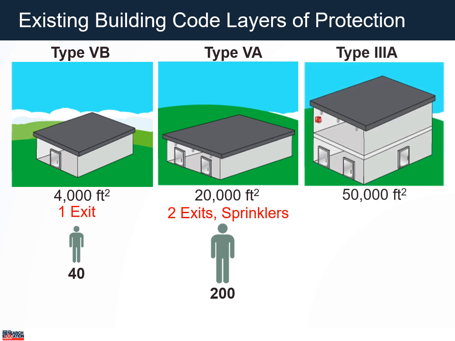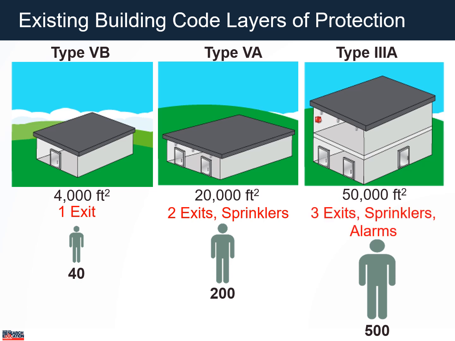Now consider a 2-story, 50,000 square foot office building. It applies Type 3A construction. This building allows us to have an occupant load of 500. As a result, this building requires 3 exits, a fire sprinkler system, and a fire alarm system.